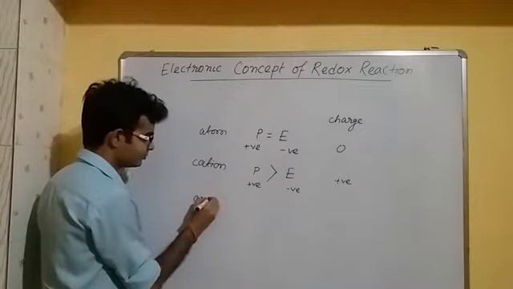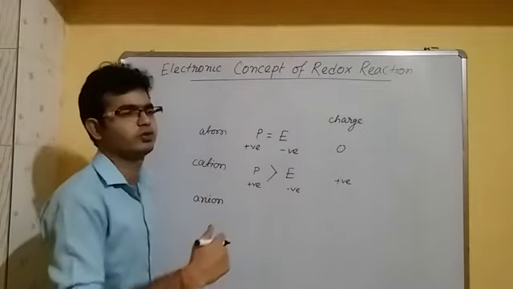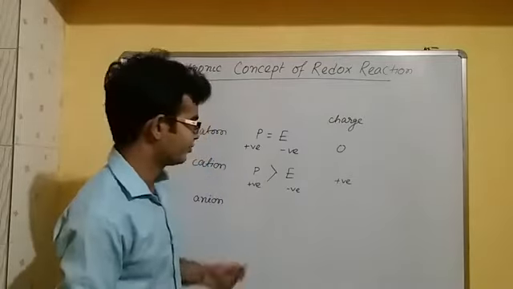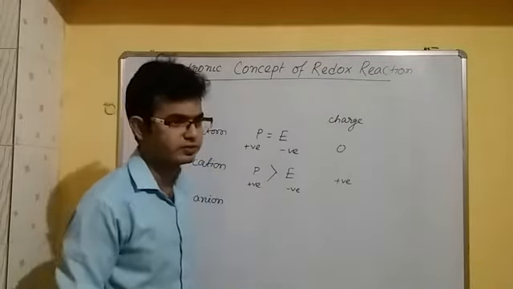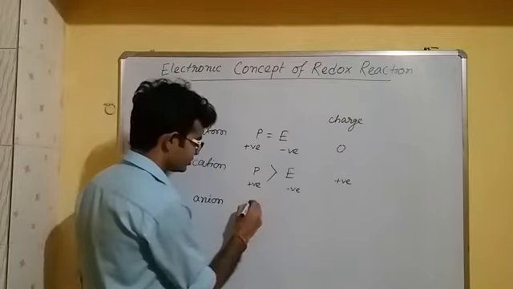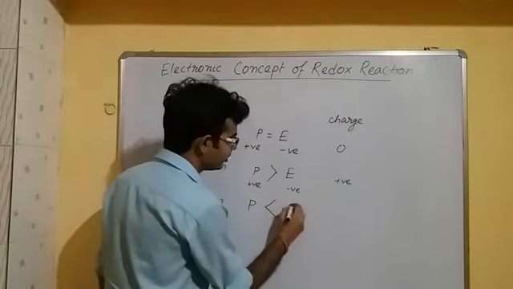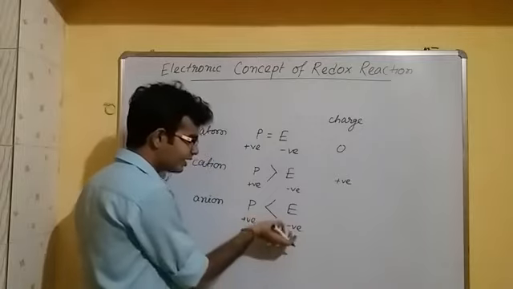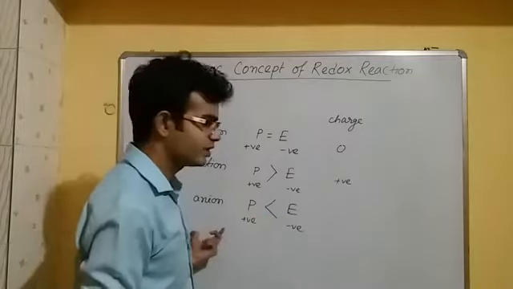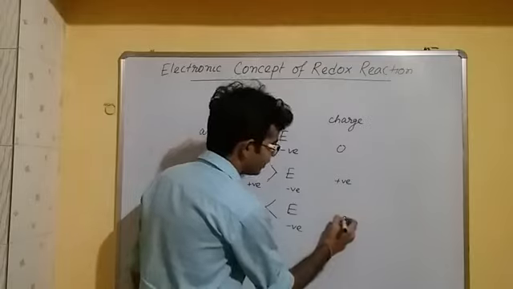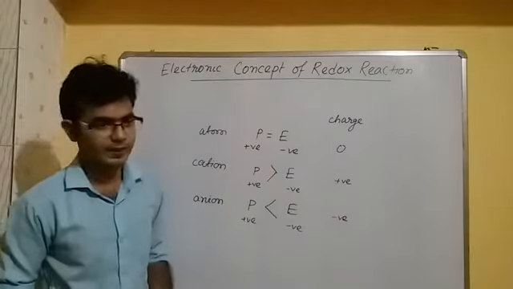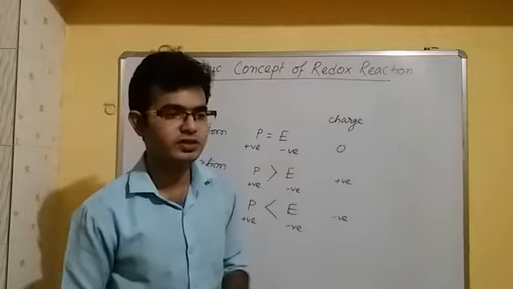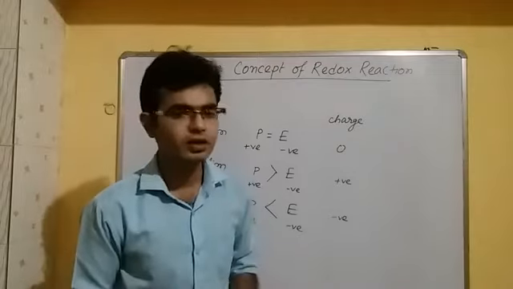If an atom gains electron, if it accepts electron, what will happen? It will be negatively charged. Why negative? Because in that case, the number of protons will be less than the number of electrons. As negative is more than positive in case of anion, it will be negatively charged. So you have to remember that when an atom loses electron, it will be positive. When an atom gains electron, it will be negative.